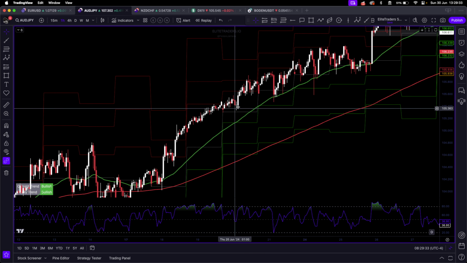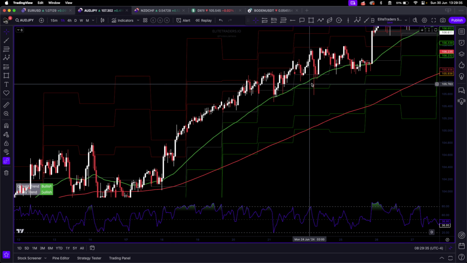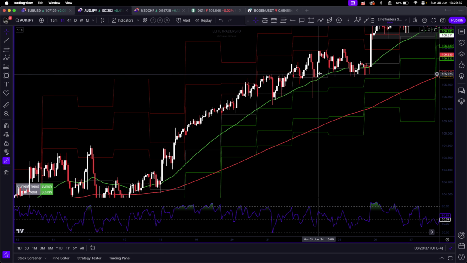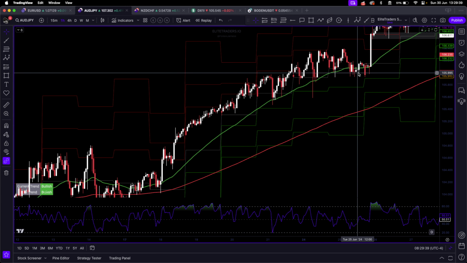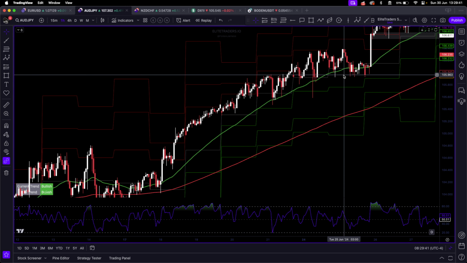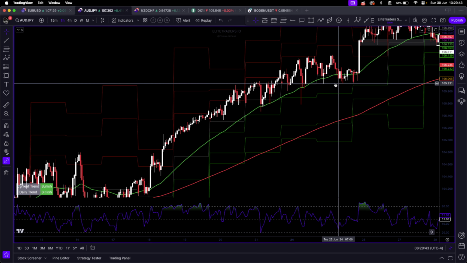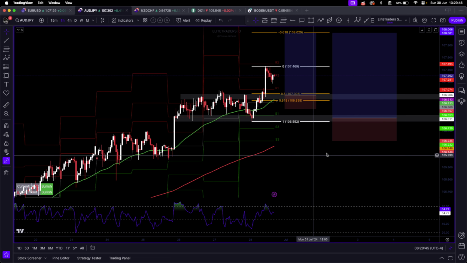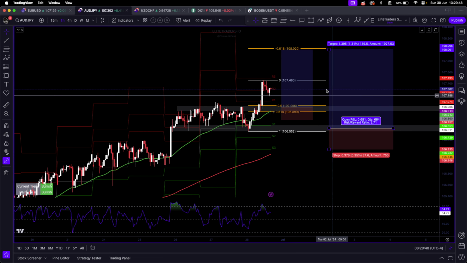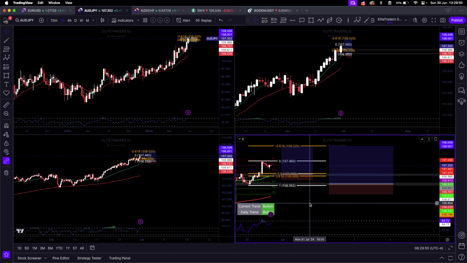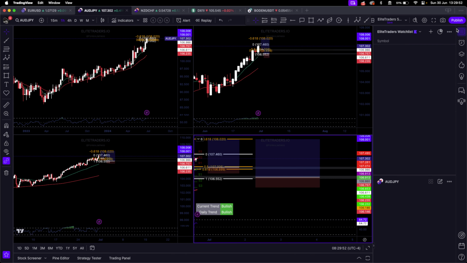You can see here there was no pullback really. We came back down to this 50 moving average, but that's for me not really strong enough. I possibly could have got an entry around here, but obviously I was away from the charts at this time, which is unfortunate, but that's the way it goes. So that's the plan for the Australian dollar against the yen.